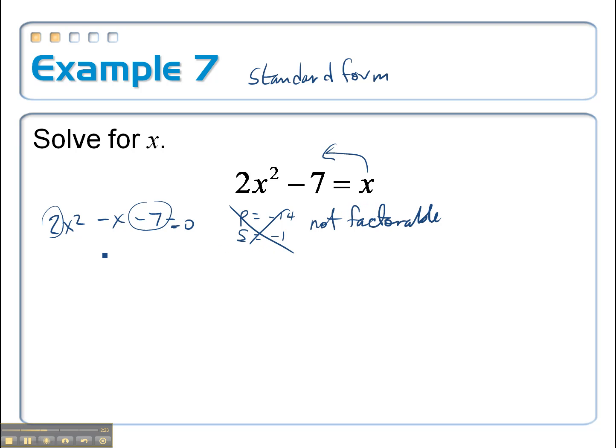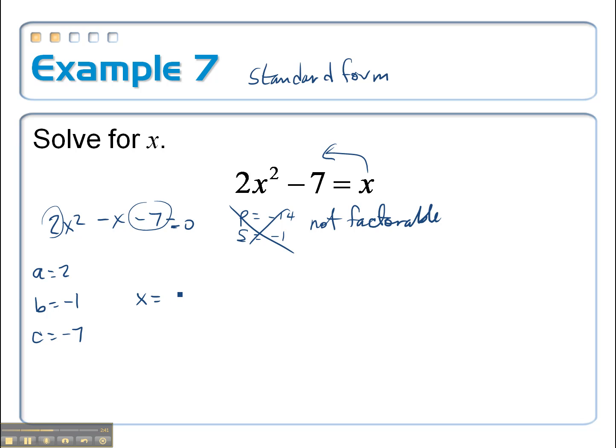So to use the quadratic formula, you need to know what your a, your b, and your c are. A is the number in front of x squared, so it's a 2. And b is the number in front of x. Keep the sign with it, so it's negative 1. And the c is the last number, which is negative 7. So let's put them all into the formula.